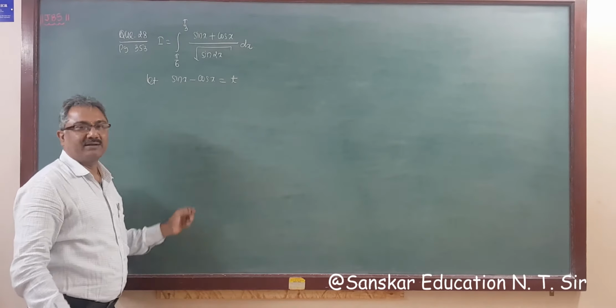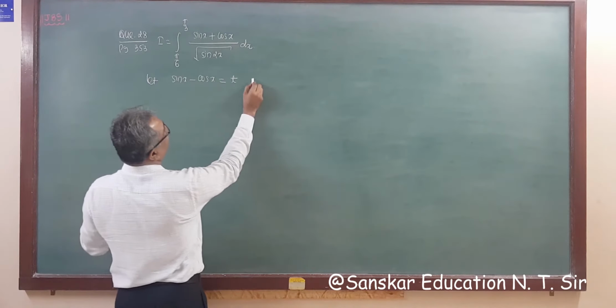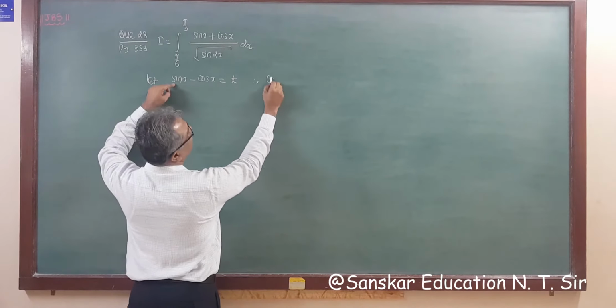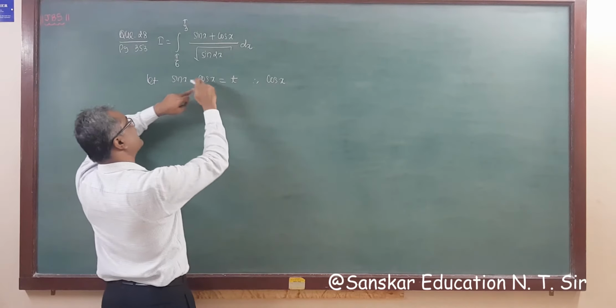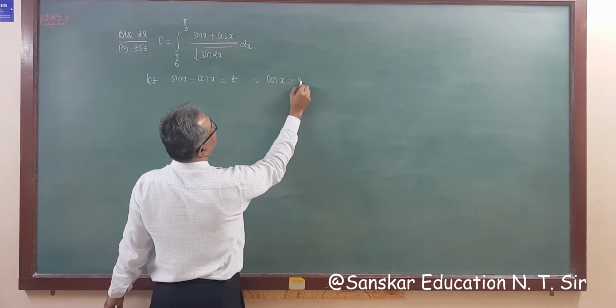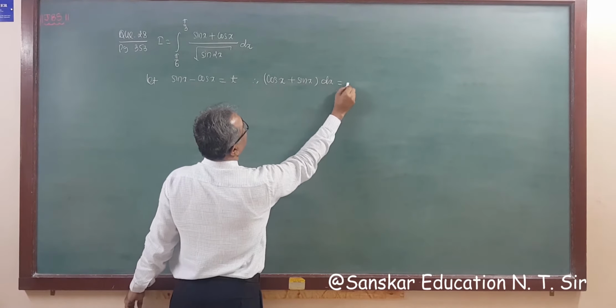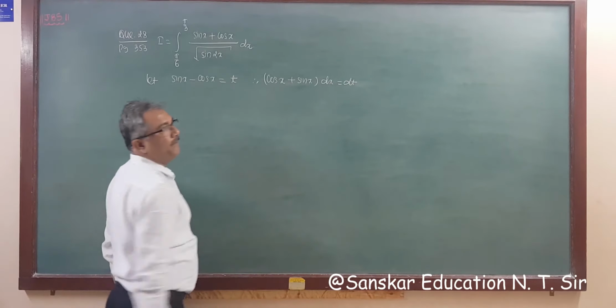So what do we assume? Sin x minus cos x is equal to t. So the derivative of this: sin derivative is cos and cos is minus sin. So minus minus becomes plus. So this is cos x plus sin x, right? dx is equal to dt.